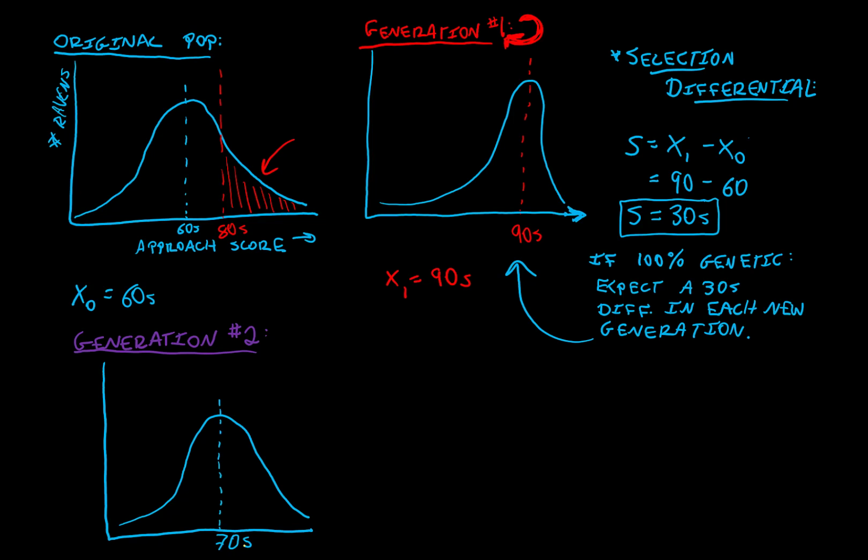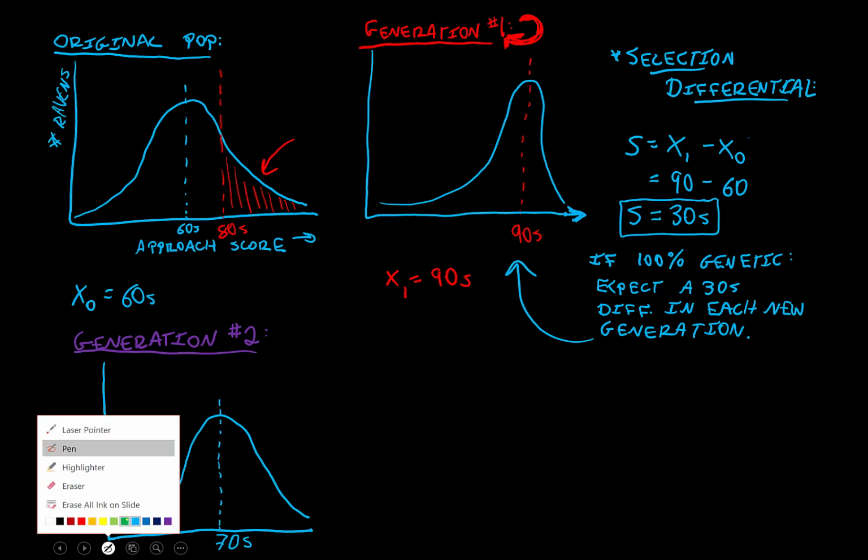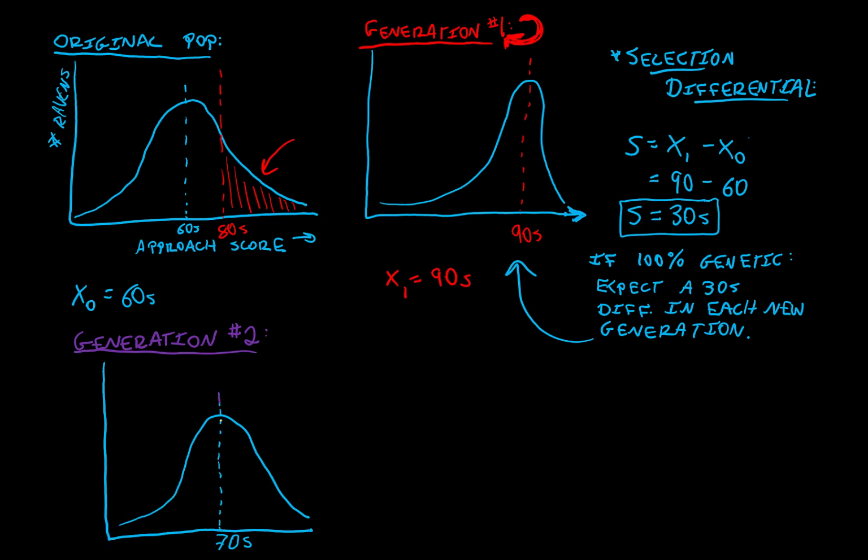So remember, the mean approach time for the original generation was 60. For generation number 1, it was 90. And for generation number 2 now, it's 70. So that's x2 equals 70 seconds.